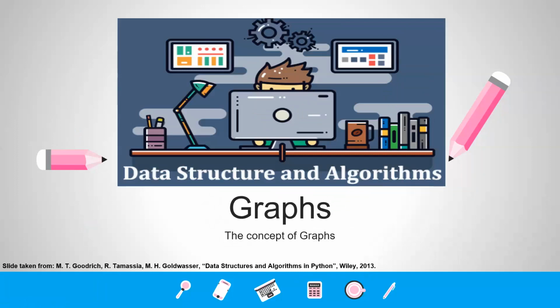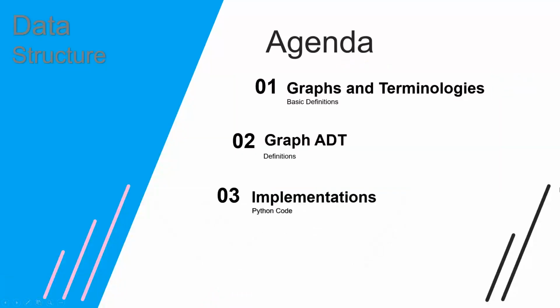Yeah, some of the teams try to adopt the shortest path. Okay? And the idea of the shortest path is from graph. We will learn about the graph and the terminologies, and then we will learn about the graph ADT, and we will learn how to do the implementation with graph with some Python code.